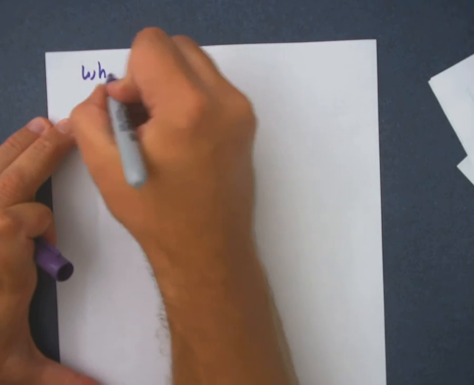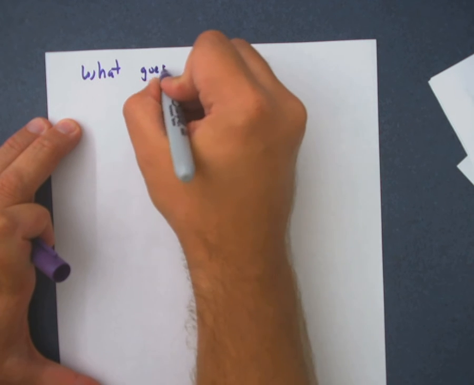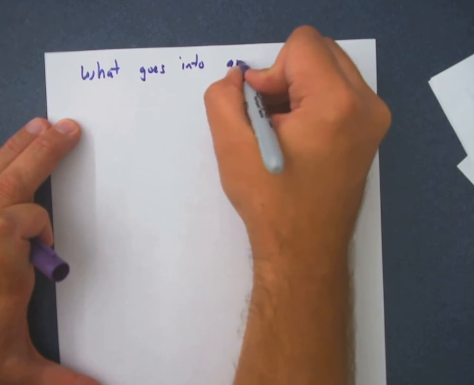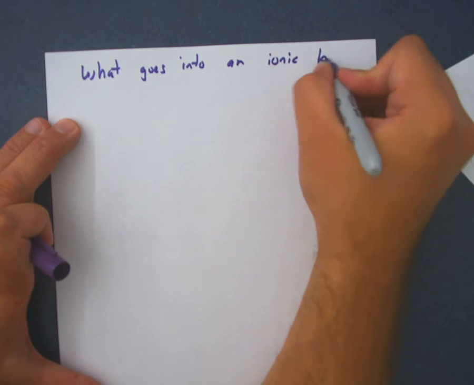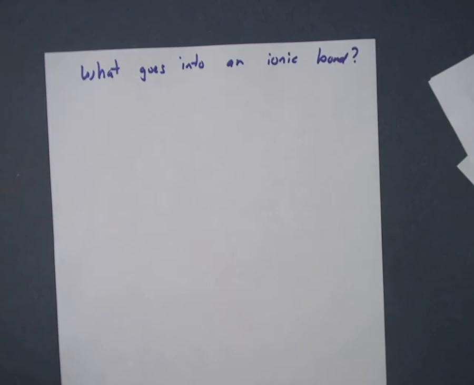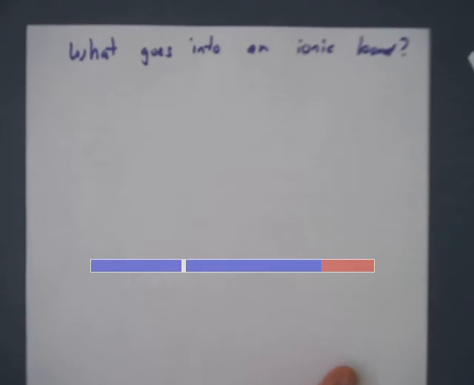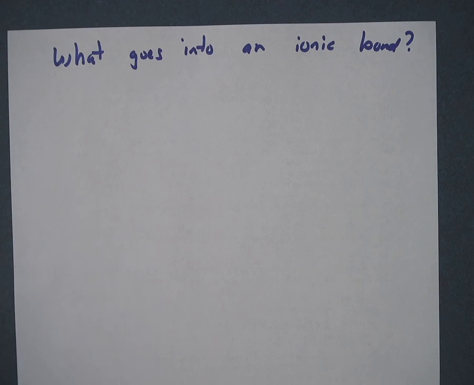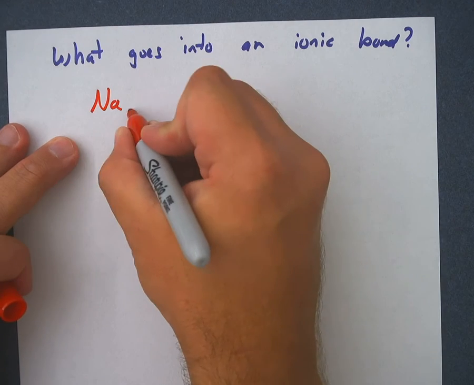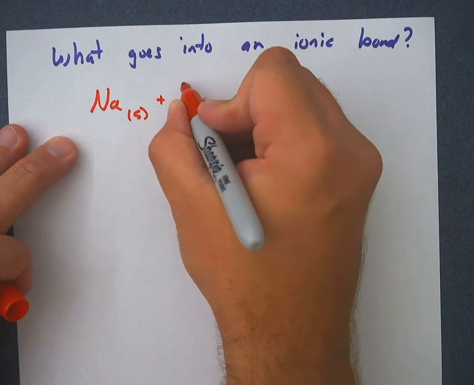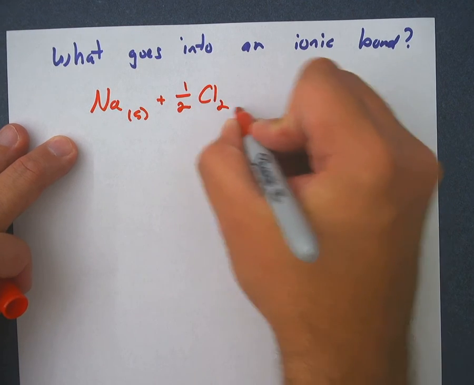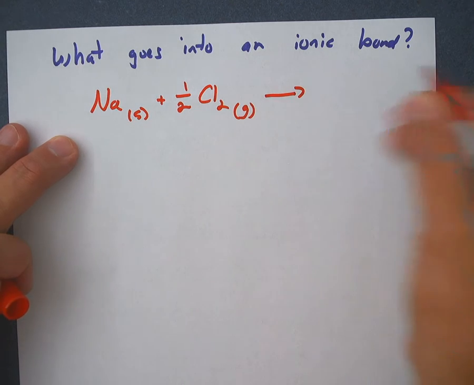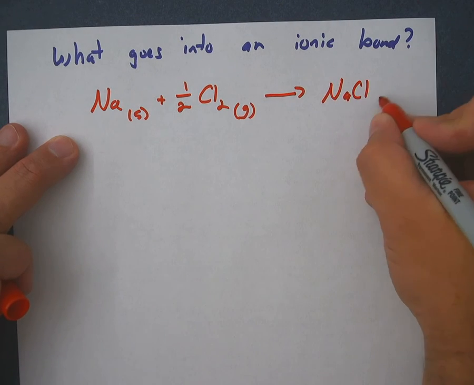What goes into an ionic bond? Well, our classic example is the equation of sodium, which in its natural state is a solid, plus half a mole of diatomic chlorine, which is a gas, and it turns into sodium chloride, which is a solid.